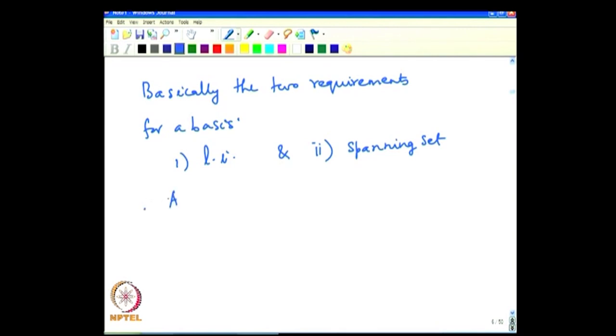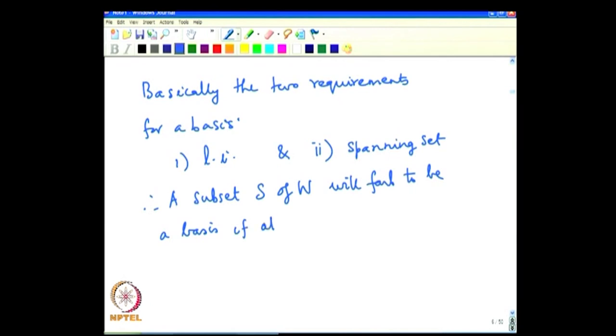Therefore, a subset S of W will fail to be a basis if at least one of the above conditions is not satisfied.